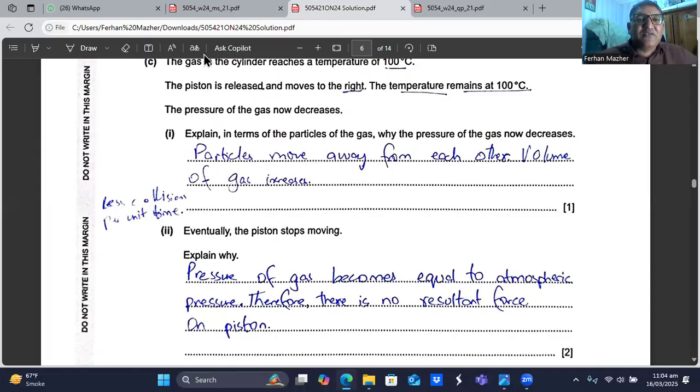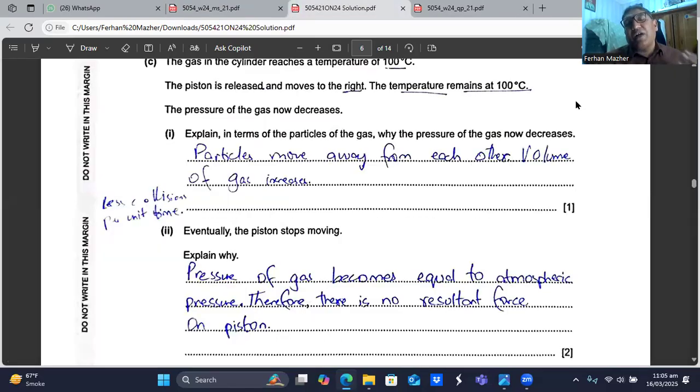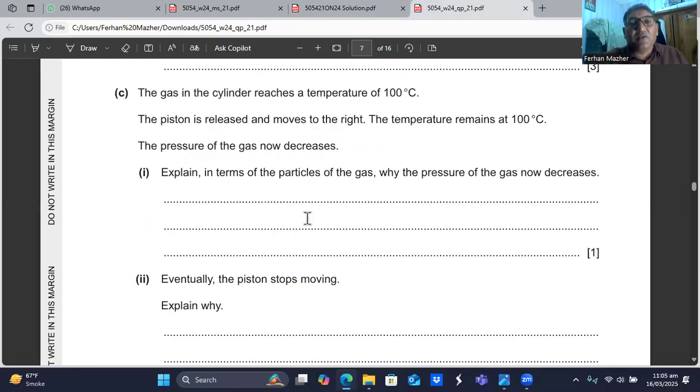Okay, this is my student's answer. So let's check from the marking scheme what the marking scheme says. Marking scheme says particles are further apart, so fewer collisions in unit time, less frequent collisions, longer time between the collisions. So my answer was that the particles now have less collision frequency with the walls of the container. That's why less force is being exerted per unit area.